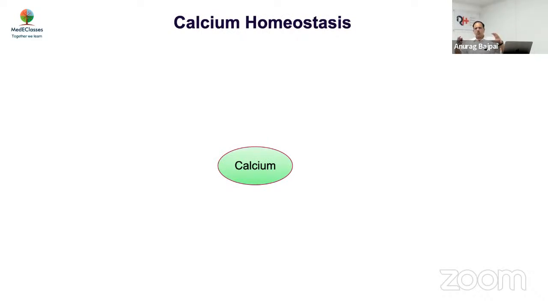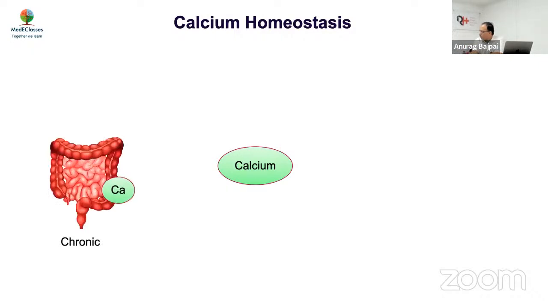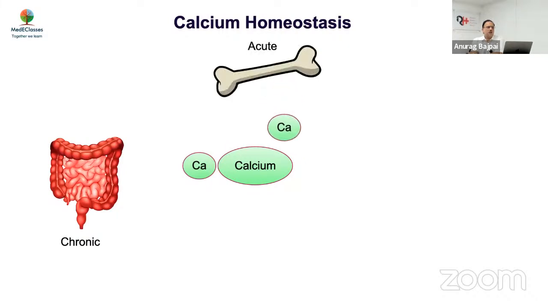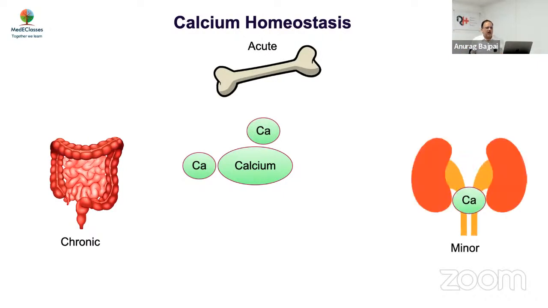So essentially, when we talk about calcium homeostasis, we are talking about three major organs which are playing a role and three major hormones which are playing a role. So we have got the intestine, which is the chronic source of calcium, and long-term abnormalities in terms of calcium are often related to intestinal absorption. We have got the acute source, which is the bone, which will immediately give the amount of calcium if you have deficiency. And of course, a minor player is the kidneys, which is going to retain the calcium.